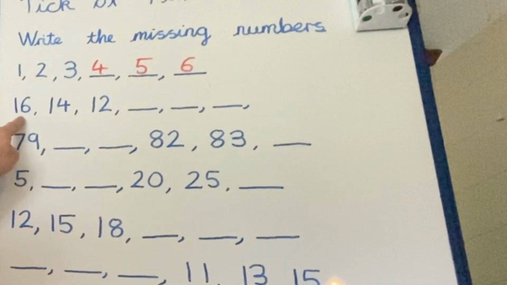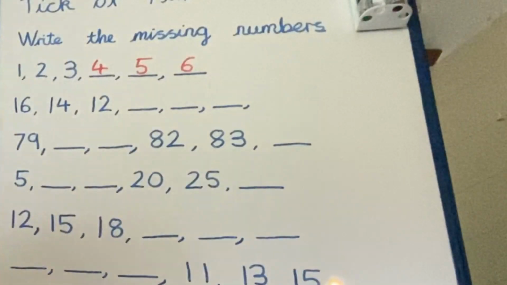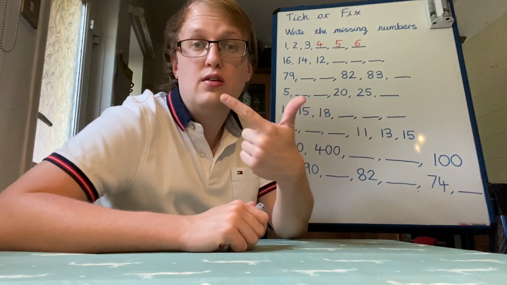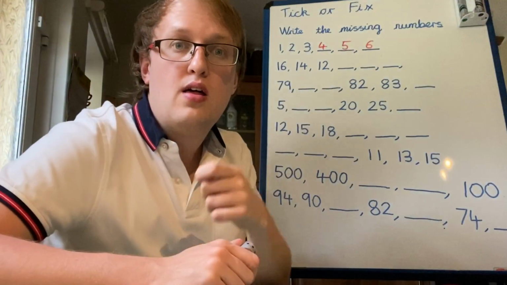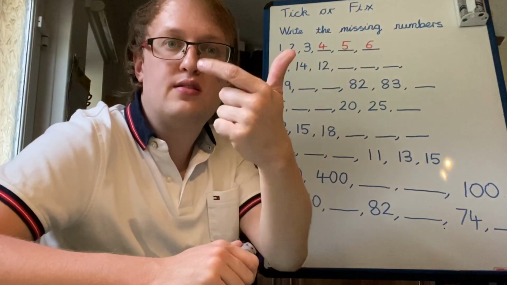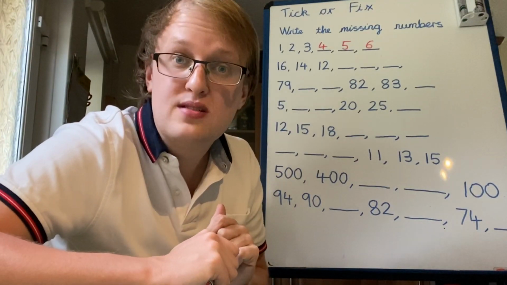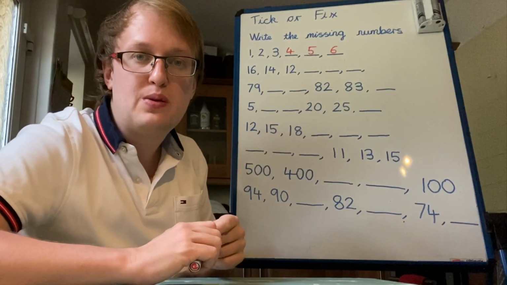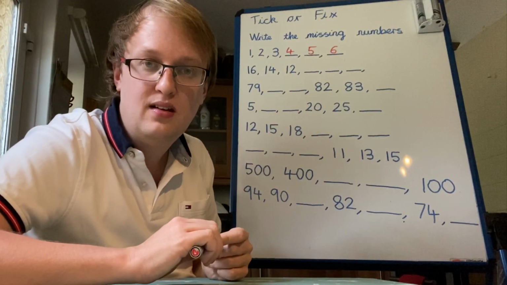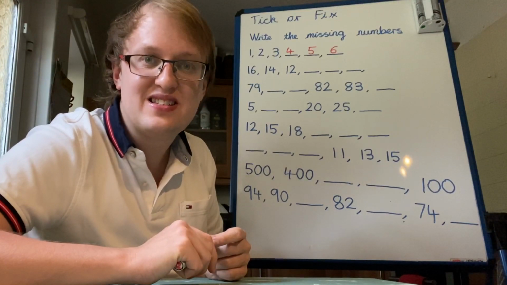And now we need to think, what is the difference between numbers? So to get from 16 to 14, how many do I need to count down? How many do I need to count backwards? So on 16, 14, so there's 2 there. Let's just check here if it's the same amount. 14, 13, 12, 2 there. So we're counting backwards in 2s, aren't we? So 16, 14, 12. The next number would be 10. Then 8, and finally 6.